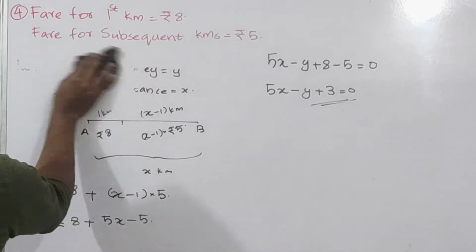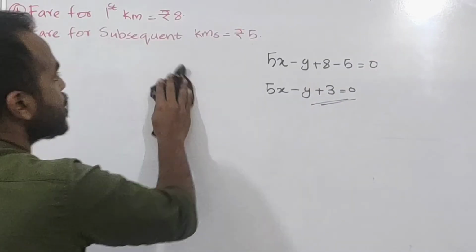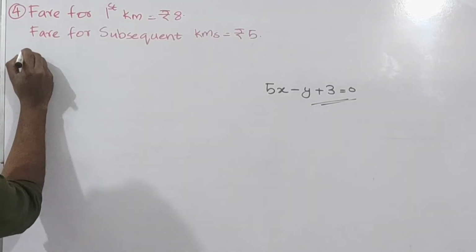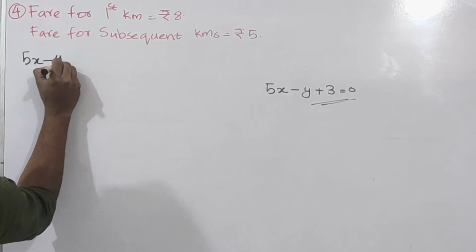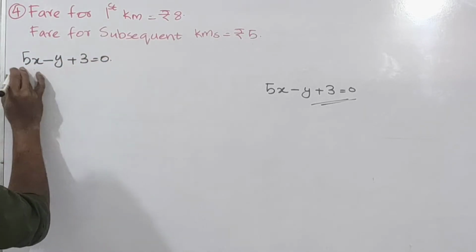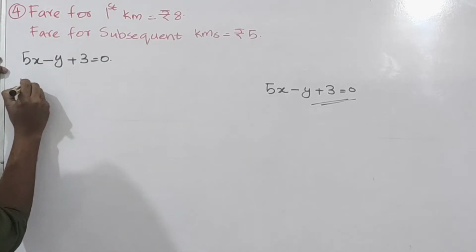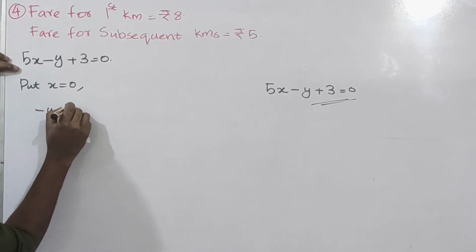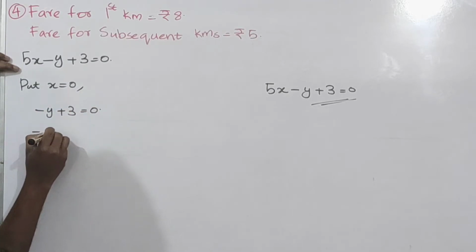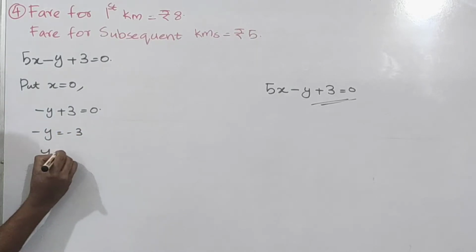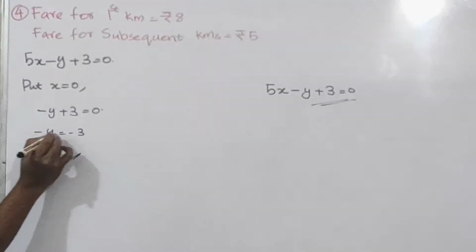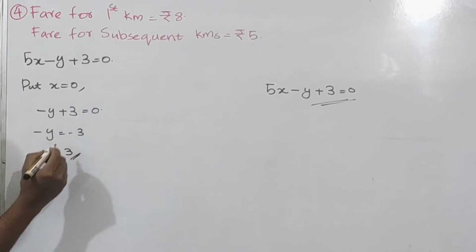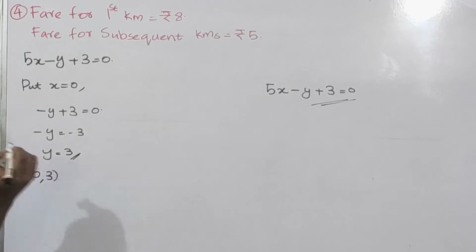Now this is not the end of our question. We need to draw a graph based on this particular linear equation. So let's try to draw that also. The equation is 5x minus y plus 3 is equal to 0. The first step, put x is equal to 0. Then what happens? Minus y plus 3 is equal to 0. Then y is equal to minus 3, or y is equal to 3, because we can cancel the two negative terms. Now I took 3 to the other side. Okay. So how will the solution look? 0, 3. This is a solution.